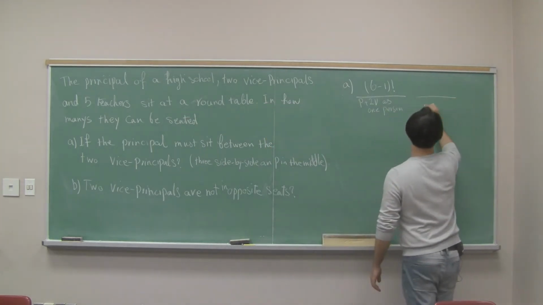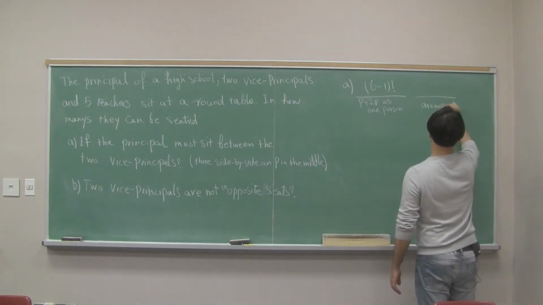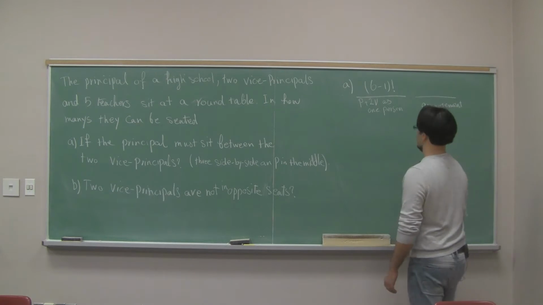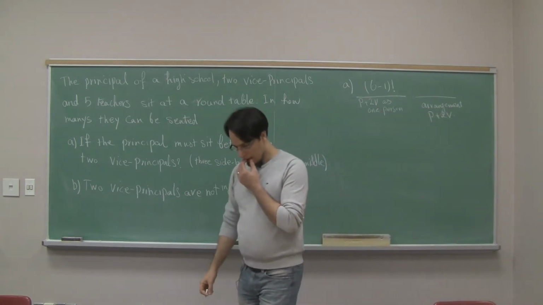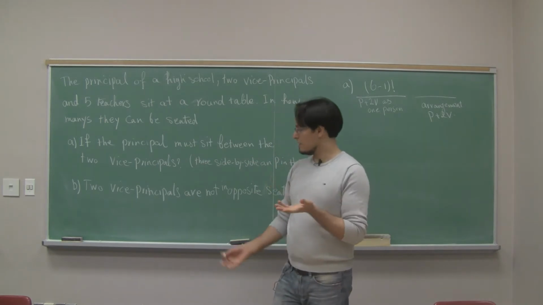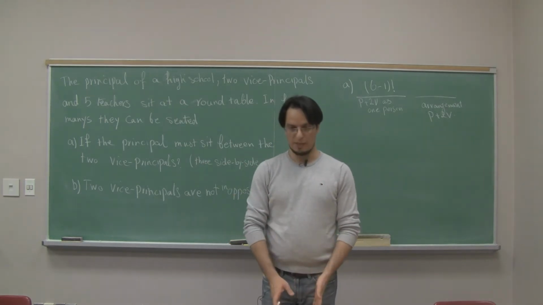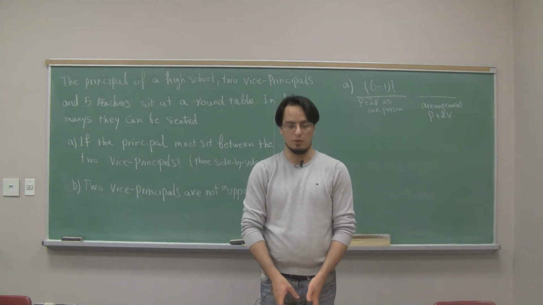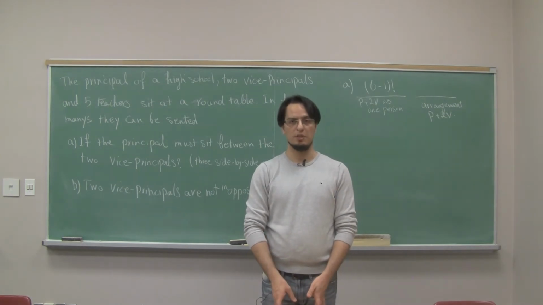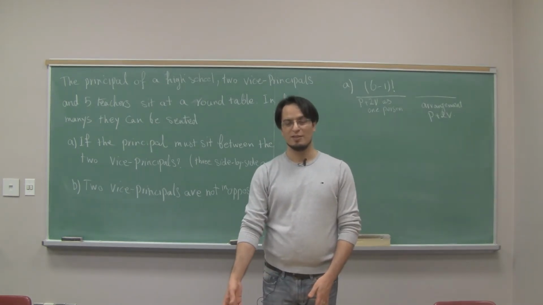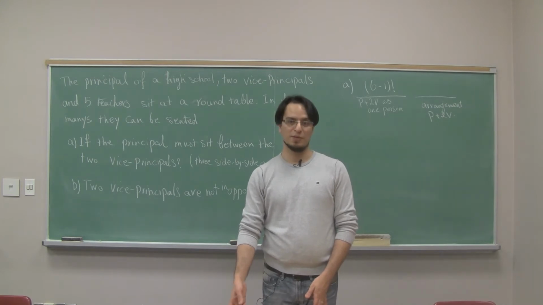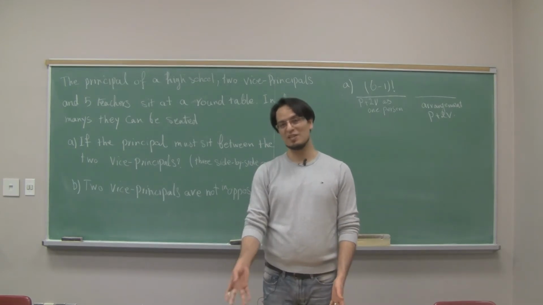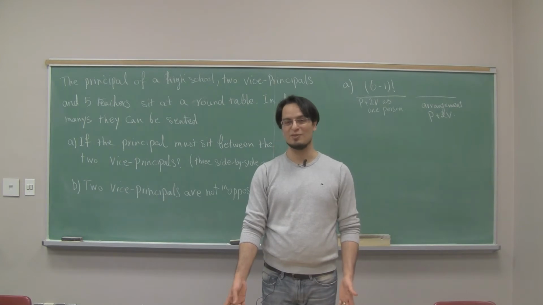So the second step is: what is the arrangement for the principal and 2 vice principals? Well, what is the condition? It says that the principal should be in the middle. So there is no choice for the middle one. You ask him to sit in the middle. On the right, you have 2 options, either vice principal 1 or vice principal 2. On the left, because one of the vice principals is already seated, there's only one option.